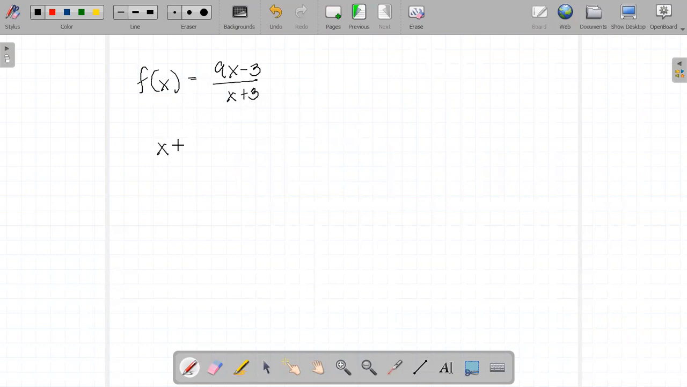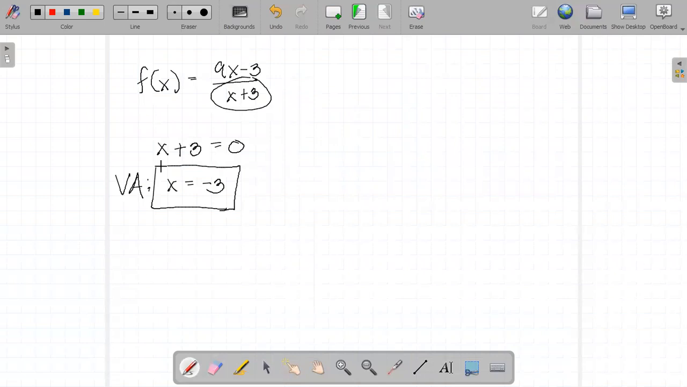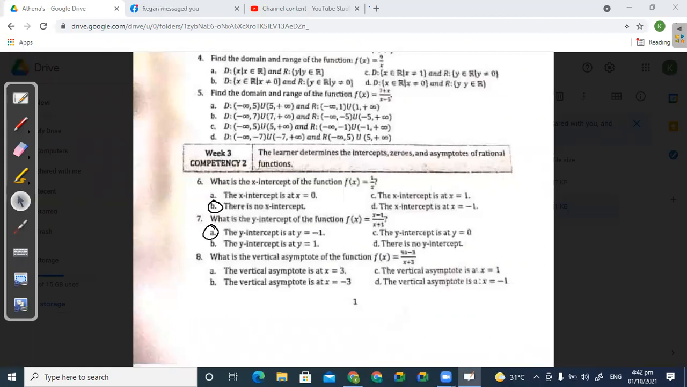So vertical asymptote, ayun yung kinukuha natin. Ano yung magpapa-undefined sa function? Ano yung value ng x? Ibig sabihin, iset lang natin equal to 0 itong denominator. X plus 3 equals 0, and hence x should be equal to negative 3. And that is the vertical asymptote. A vertical line. Ayan. So, x equals -3.